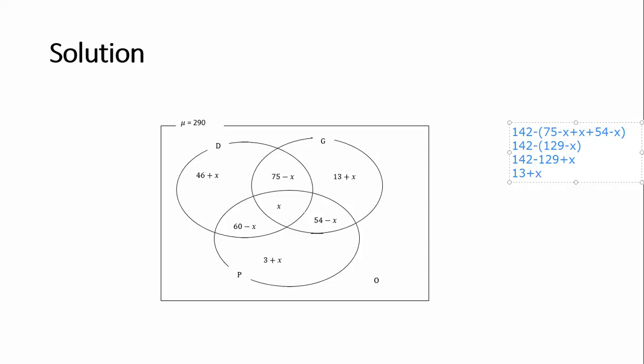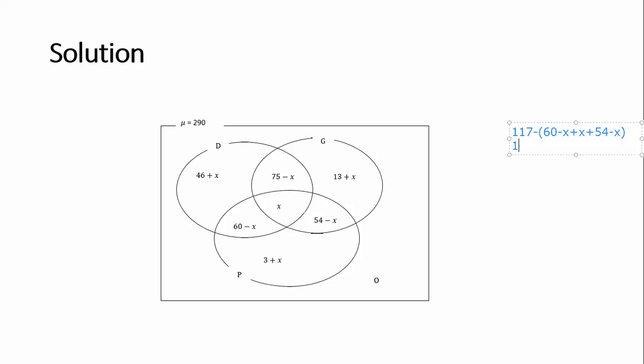The same way we can get people that read the Punch alone. How many people read Punch alone? We're told that the number of people that read Punch altogether is 117. So what do we have? 117 minus people that read the Punch and Daily Times, 60 minus x. People that read all three, 3 plus x. People that read the Punch and the Guardian, 54 minus x.